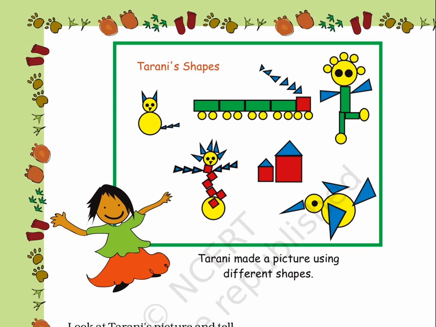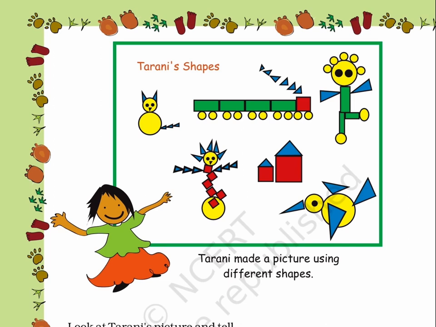Tarani made a child with 9 circles, 2 triangles and 3 rectangles. Tarani made a big and a small house with 0 circles, 2 triangles, 0 rectangles and 2 squares. Tarani made a joker with 4 circles, 12 triangles, 0 rectangles and 6 squares. Tarani made a bird with 3 circles, 4 triangles, 0 rectangles and 0 squares.